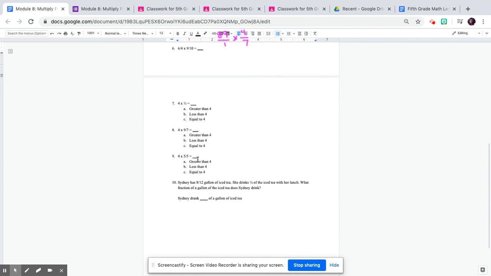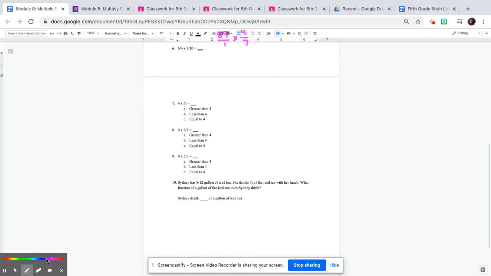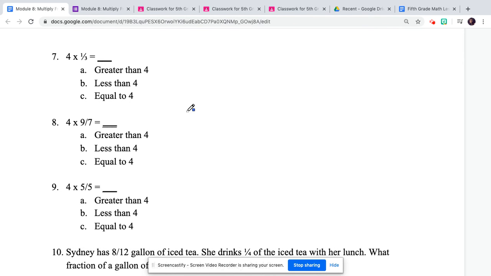For numbers 4 through 9, you have to select the options based on its answer, predicting whether the answer is going to be greater than 4, less than 4, or equal to 4 for each of these problems. As you can see, each of them uses 4 as the base number multiplied by a fraction. This fraction is less than 1. Think back to our lesson. What happens if I multiply something by a number less than 1? This fraction is greater than 1. My numerator is greater than my denominator. So what do you think my answer is going to be? Is it going to be greater than 4, less than 4, or equal to?